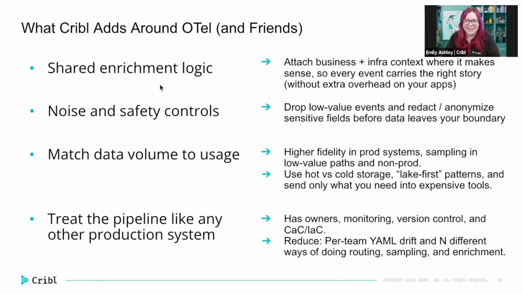You can have higher fidelity in production systems, or implement sampling on low-value paths or non-production, like test or dev. You can use hot and cold storage, lake-first patterns, and send only what you need into expensive tools. And close to my heart, you can treat the pipeline like any other production system. It'll have owners, monitoring, version control, config as code, infra as code, right? And this can reduce the per-team YAML drift and different ways of doing routing, sampling, and enrichment.